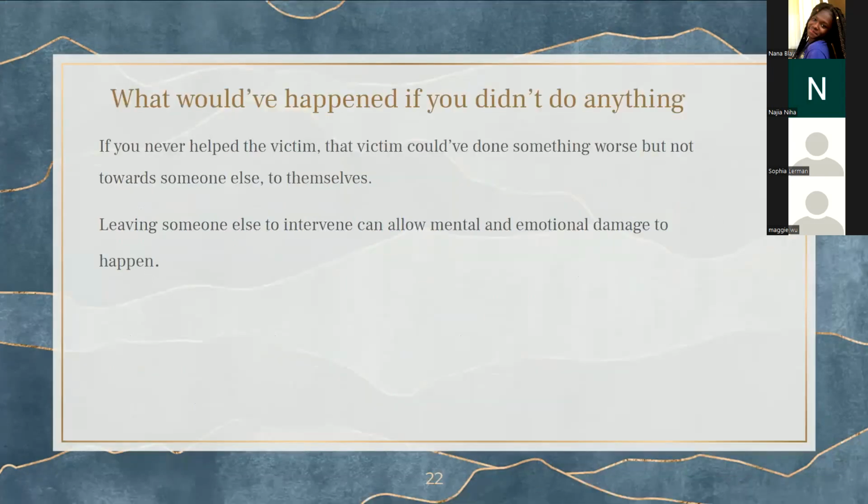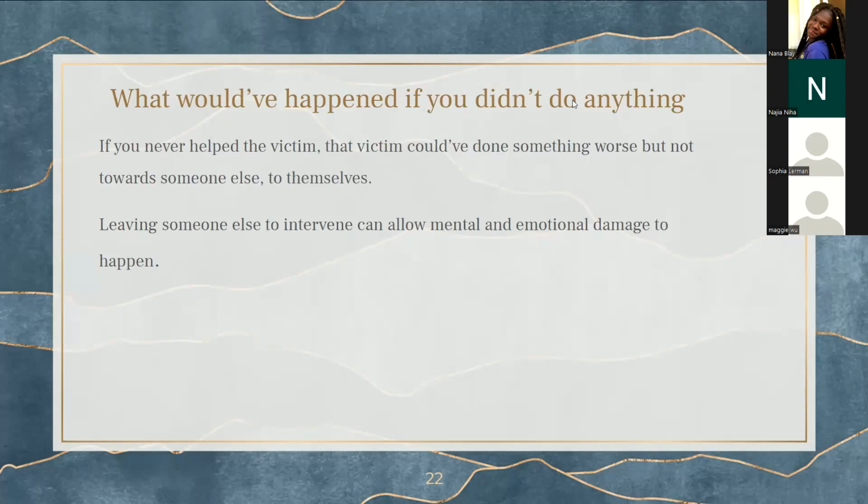So people in that situation that don't speak up first, it's not the biggest problem because they do it at the end anyway. But if you didn't help the victim at all, the target could have done something worse to someone else or to themselves, like self-harm, or maybe hurting another student since they can't bear the pain of their own. Leaving someone else to intervene can allow mental and emotional damage to happen.